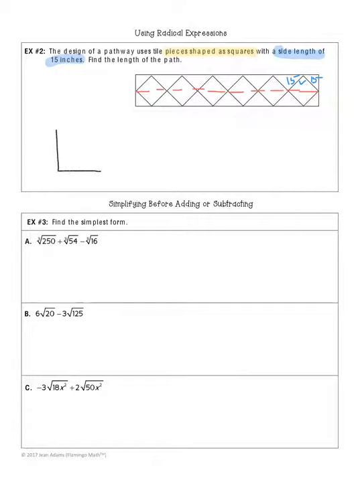So if my triangle looks like this, I have a right angle here, and this value right here, let's call it x. So this is my x. And then this is my 15 inches, and this is my 15 inches. So wouldn't we use Pythagoras' theorem to find x?